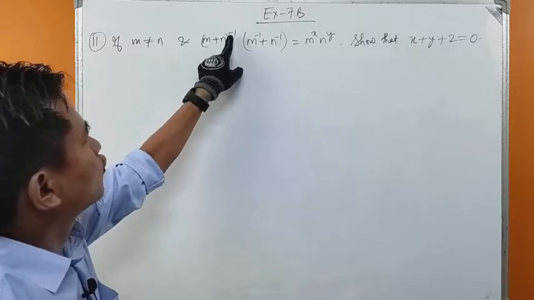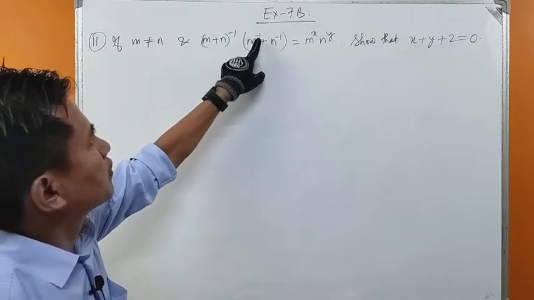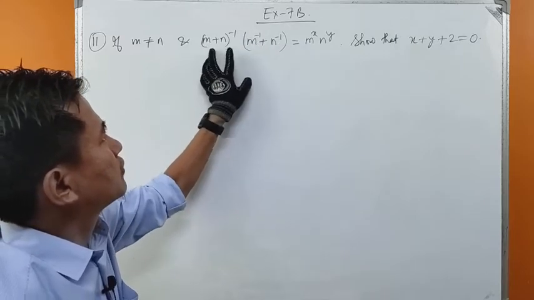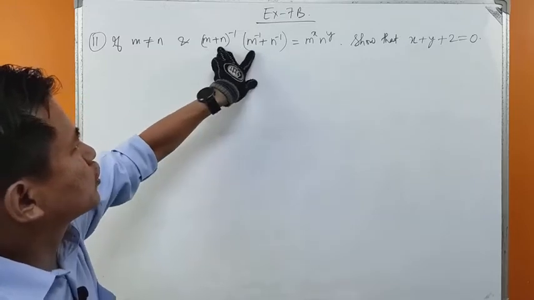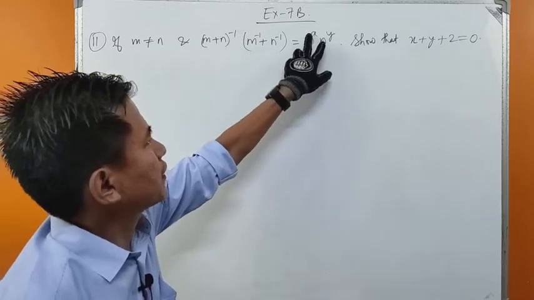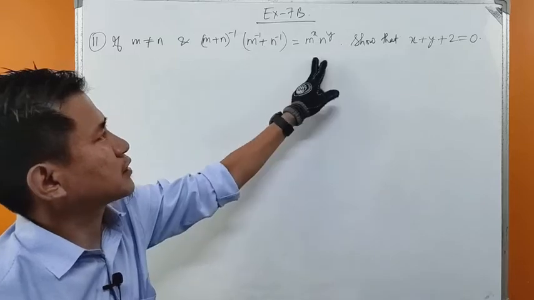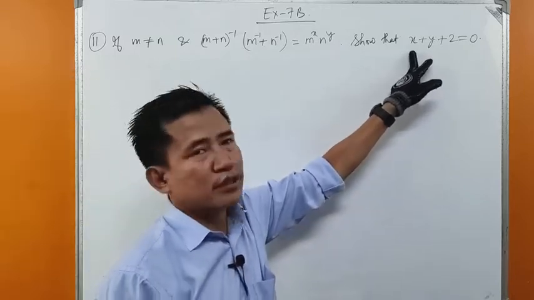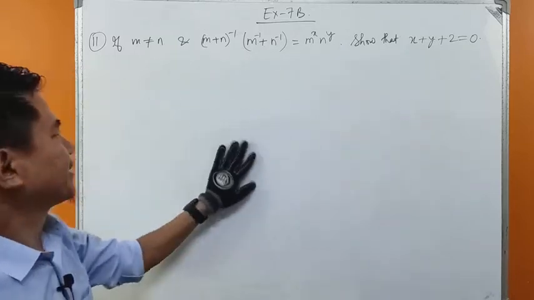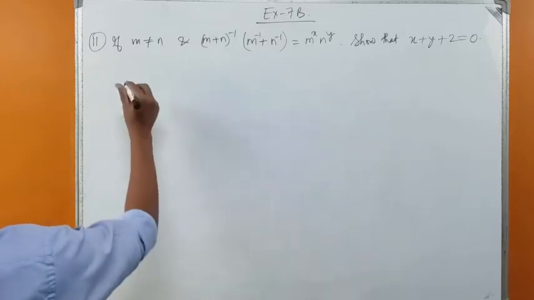Now (m plus n) whole to the power minus 1 and m to the power minus 1 plus n to the power minus 1, these two are totally different. When these two are multiplied, we get m to the power x and n to the power y. This is the given condition. We are asked to prove x plus y plus 2 equals 0, okay. So let's do this.